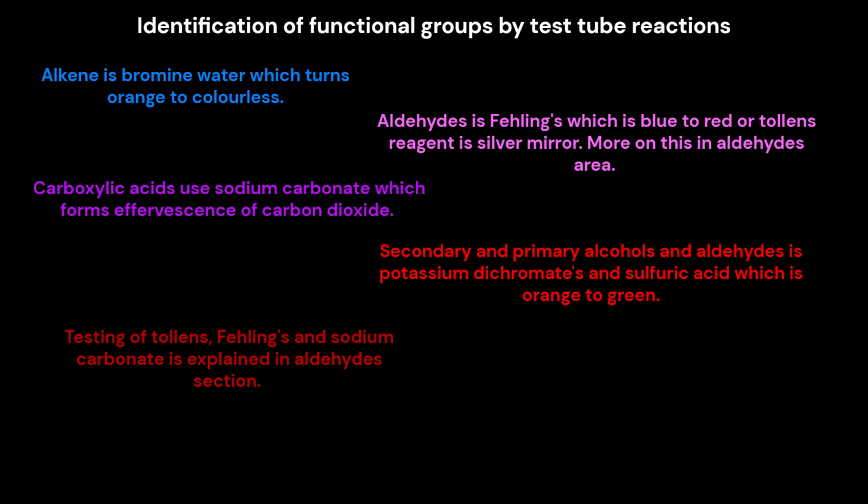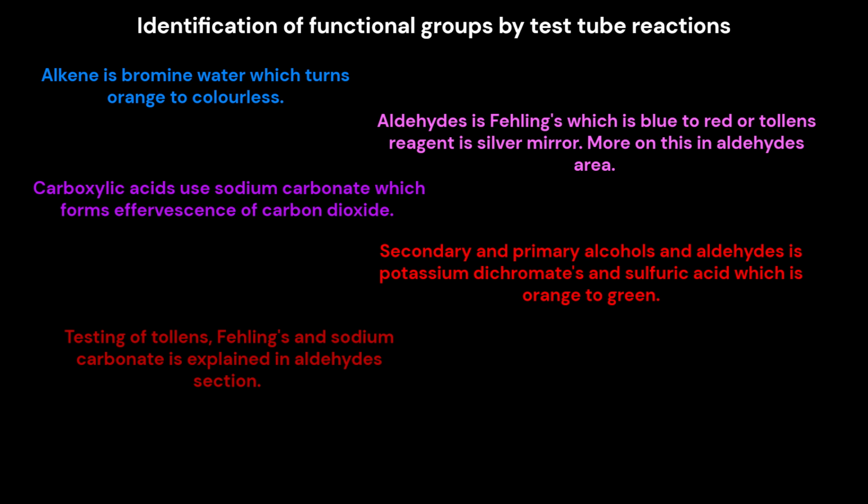Identification of functional groups by test tube reactions. For alkenes, use bromine water, which turns from orange to colorless. For aldehydes, use Fehling's, which is blue to red, or Tollens' reagent, which gives a silver mirror. More on this in the aldehydes section.